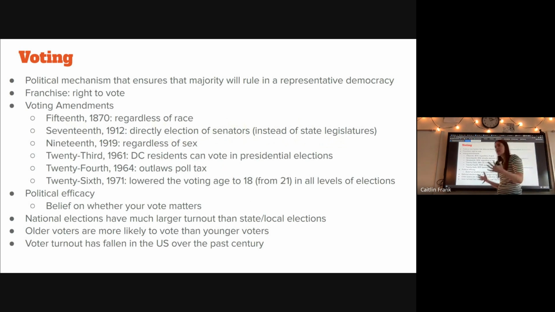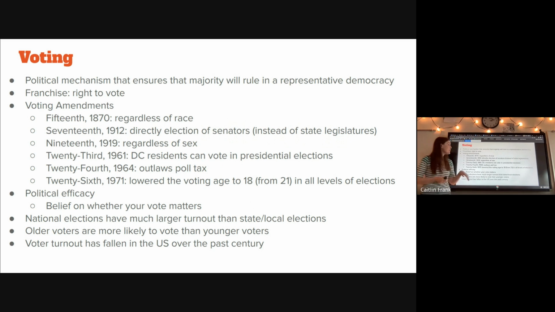Remember, the term franchise just means the right to vote. It is seen as an essential freedom for Americans as a way for us to express how we feel about what we want the government to do and how the government's currently doing. And so this is seen as a way of polling the country's feelings on policies and politicians.